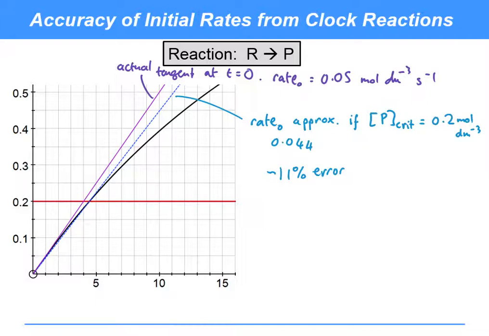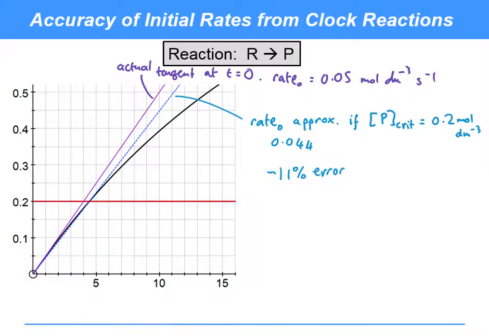So why is that error? Well, it's because we're assuming that where this graph is actually starting off very steep here and curving, the rate is constant over that whole length of time. So how do you actually get the reaction to be more accurate? Well, what you need to do is have a situation where your critical concentration is smaller, so that you're assuming an average rate is true for a time when the graph is approximately linear. So the smaller this critical concentration, the better your approximation should be.